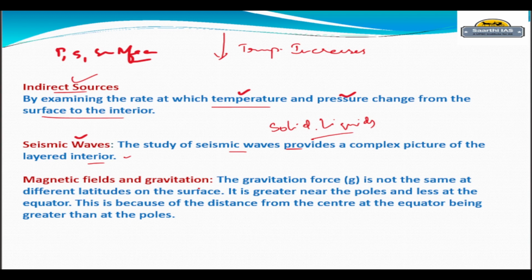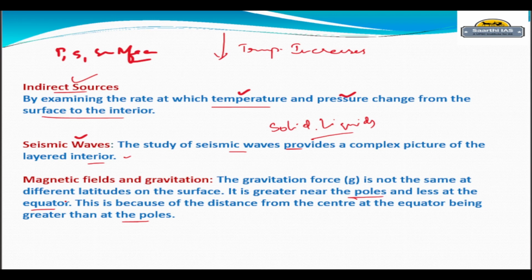You all know gravitation is not the same at different latitudes. It is greater near the poles and lesser at the equator, and thus there is a variation across latitudes on the surface as well as at the poles. This is because of the distance from the center at the equator. What is the distance there? Being greater than at the poles, the gravitational force is not the same everywhere. It is greater near the poles and lesser at the equator. This is also very useful information for knowing how the interior of the earth looks.